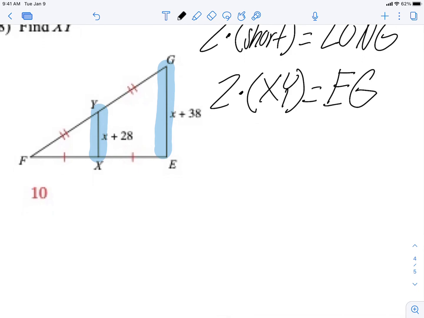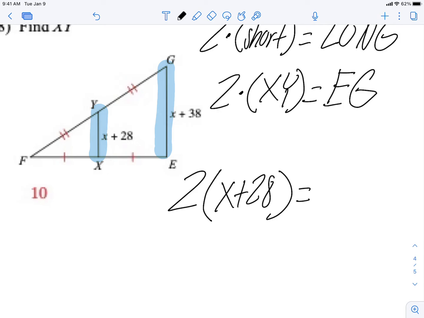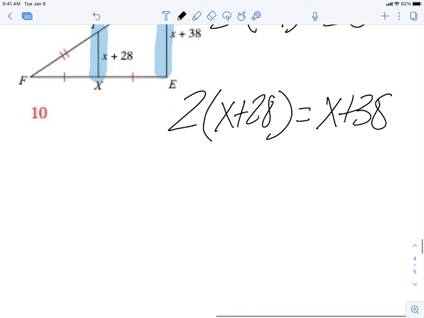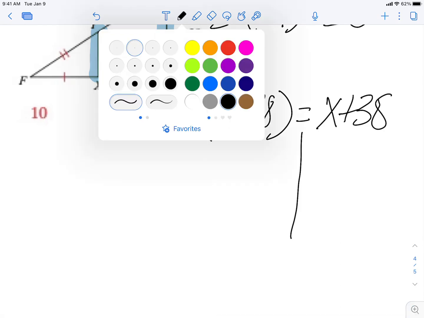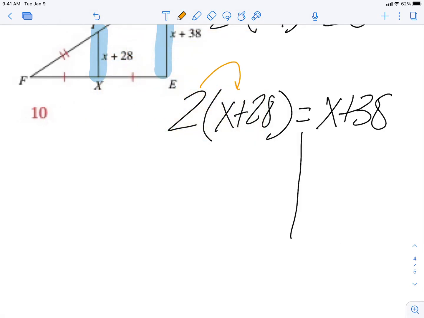So now let's just plug in our information. Let's plug in what we have here. So this says 2 times, how much is xy? From x to y is x plus 28. X plus 28 is equal to the long segment, x plus 38. Look at that. So we draw a line of separation. We're going to distribute. 2 multiplies with x, 2 multiplies with 28. So we get 2 times x is 2x. 2 times 28, kiddos, is 56.